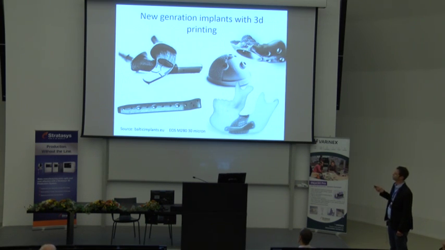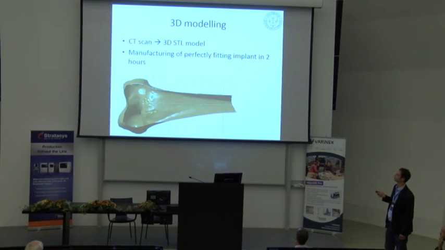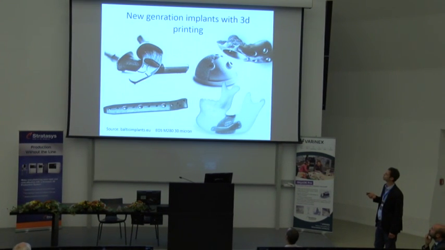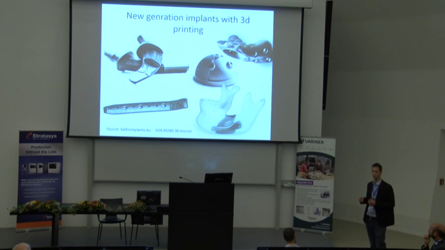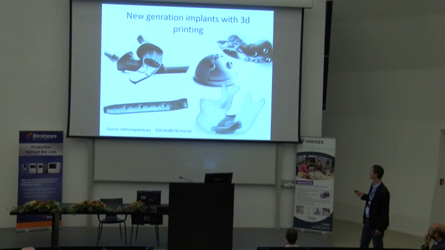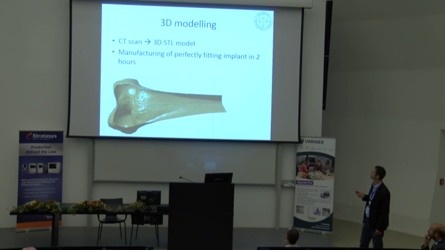For example, what is very unique is that mesh implants can be produced where the tissue can grow in and fix the implant better than with the classic methods. So we can see some usages here.